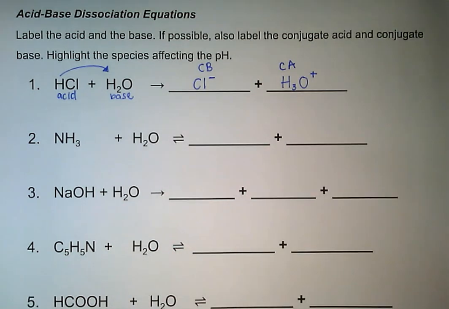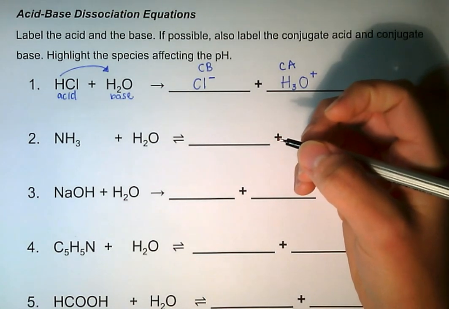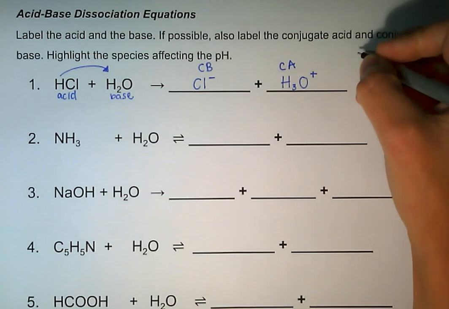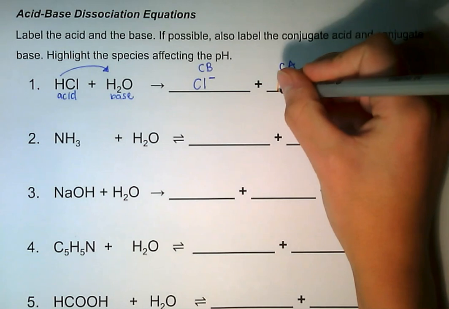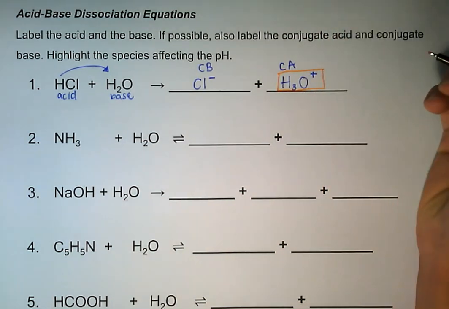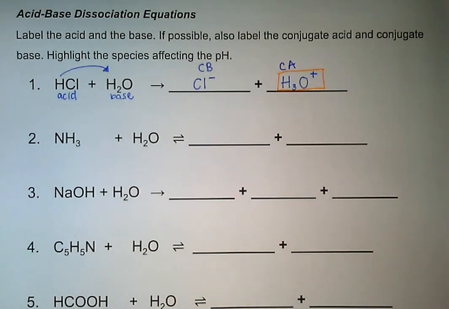And then finally, we need to label the species that's going to affect the pH. We know that the things that affect the pH are OH-, H+, or H3O+ ions. So I'm going to box in the H3O+, highlighting that that is the species that will affect our pH.